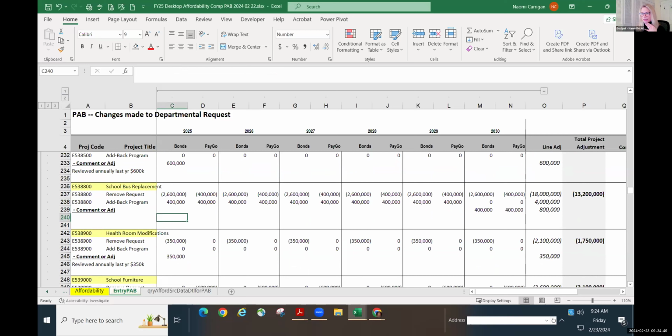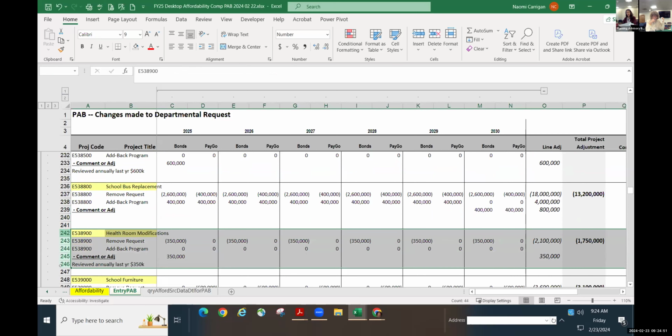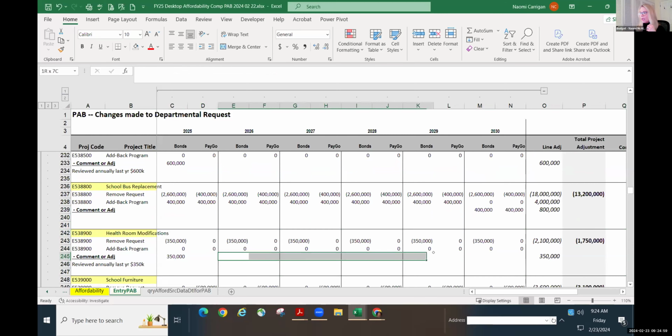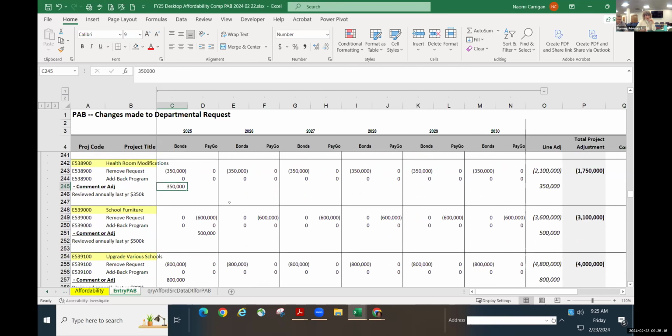Through modifications. This is similar to that other capital project. We review it every year and determine what the budget will be for that current year. They do not normally receive out year funding. So they were requesting $350,000. Last year, we gave them $350,000. That looks good, Naomi. Keep it 350 and then delete the out years. Okay.